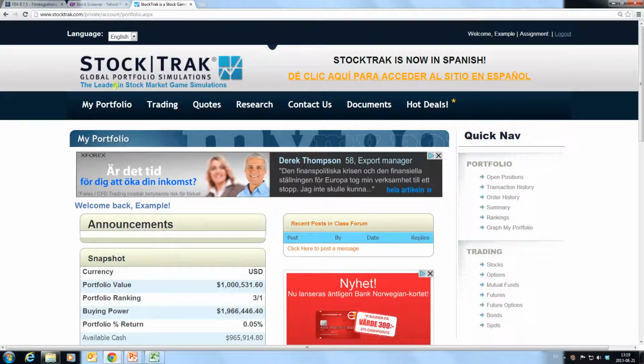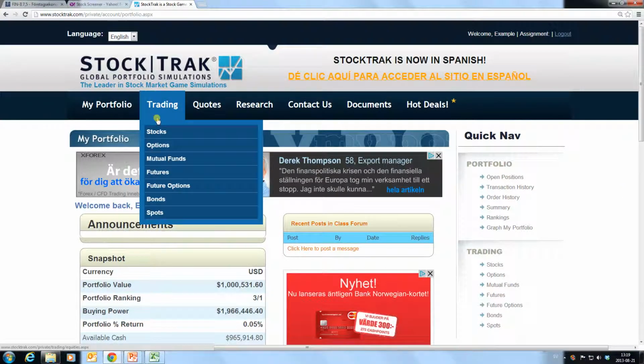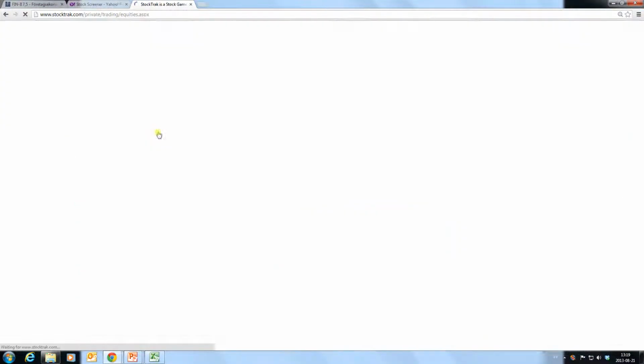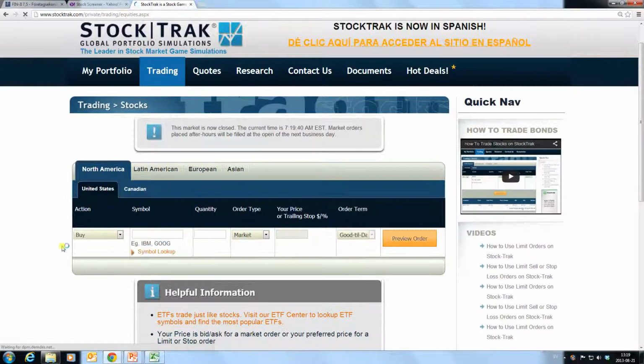When you want to purchase something in stock track, we go to trading, and in this case stocks, because I'm going to buy stocks. Now what we have to do is we have to know the company's symbol. So we cannot just write that I would like to buy Google, but I have to write the symbol, which is GOOG, if I would like to buy shares in Google.